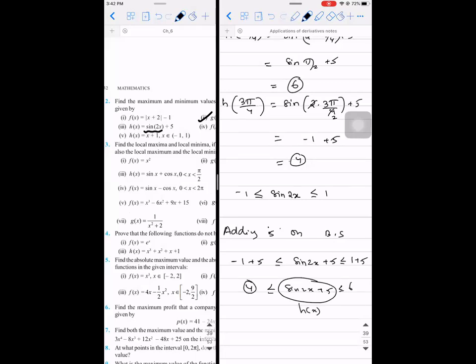So what is the minimum value? 4. And the maximum value? 6. So is that what you got by differentiating? Yes, sir. So this can be used only to verify your answer. Do not use it in the CBSE paper. I'm repeating it again.